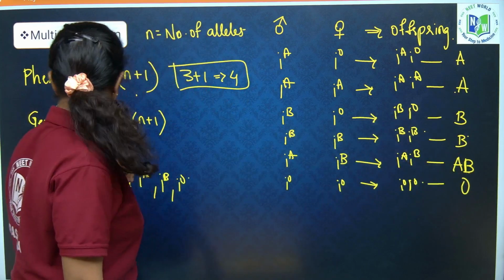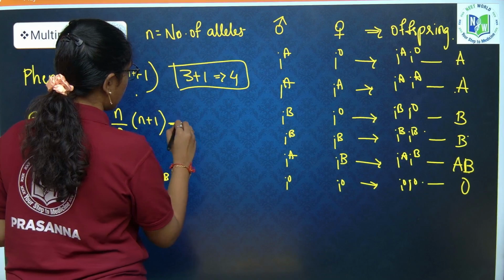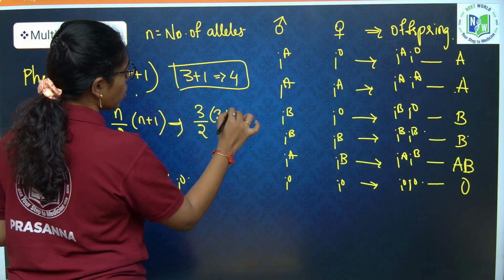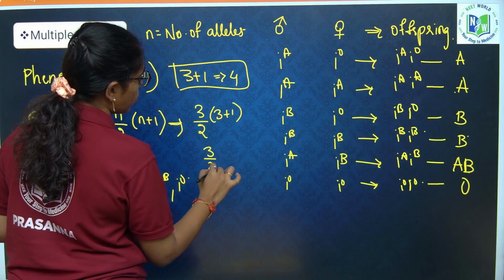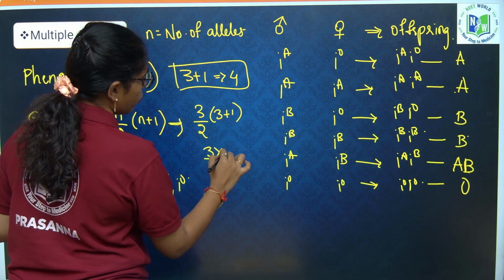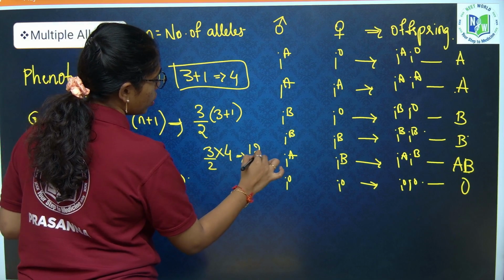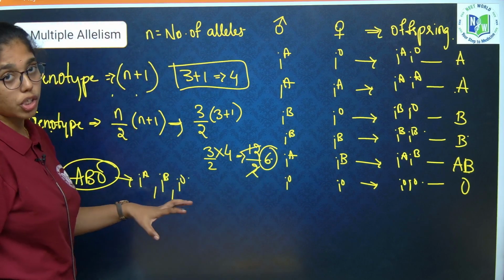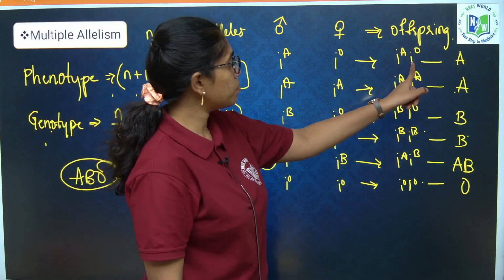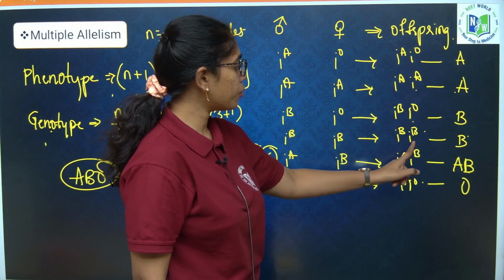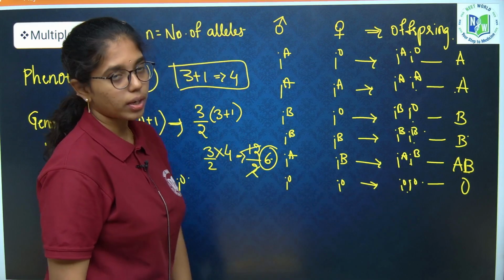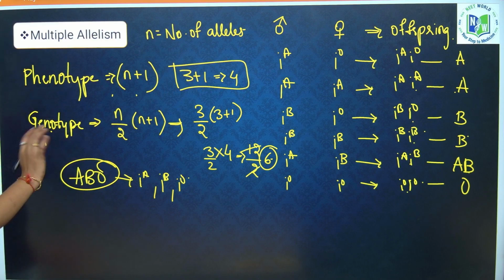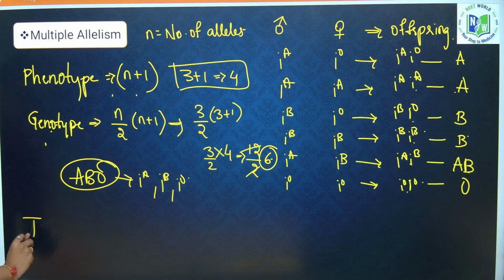4 phenotypes. If you take genotypes, n by 2 into n plus 1, means 3 by 2 into 4. 4 3s are 12, by 2 is nothing but 6. There are 6 genotypes. Of course, there are 6 genotypes: 1, 2, 3, 4, 5, 6. 6 genotypes are present.